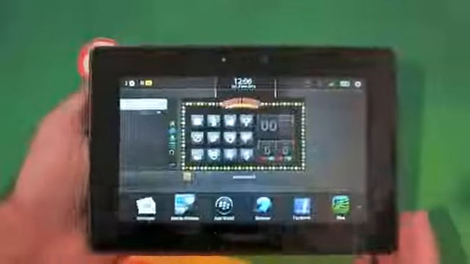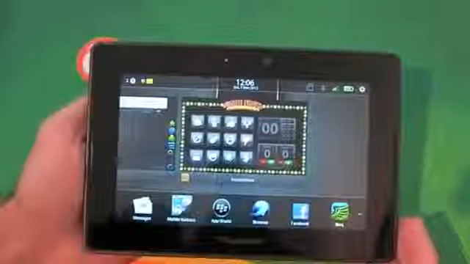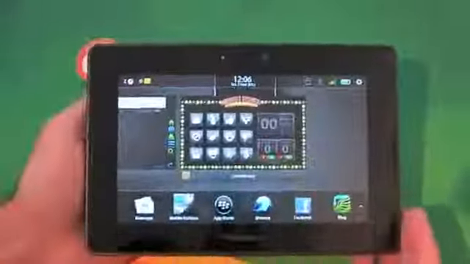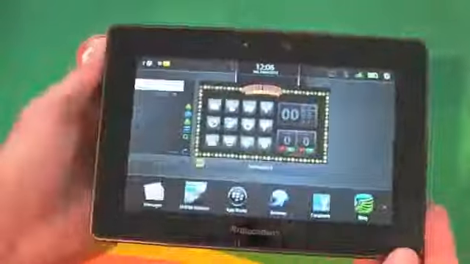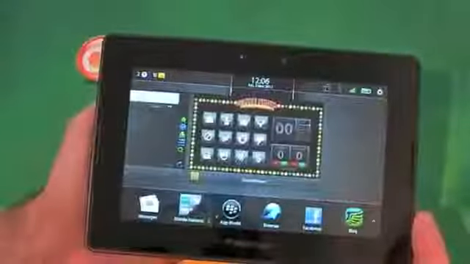The PlayBook, or the 3G Plus PlayBook, as far as I'm aware, is only available in 32 gigabytes, so there's no 16 gigabyte model, and the price is a little hefty at the moment. Let's hope that one comes down. But essentially the hardware is the same as the 4G.